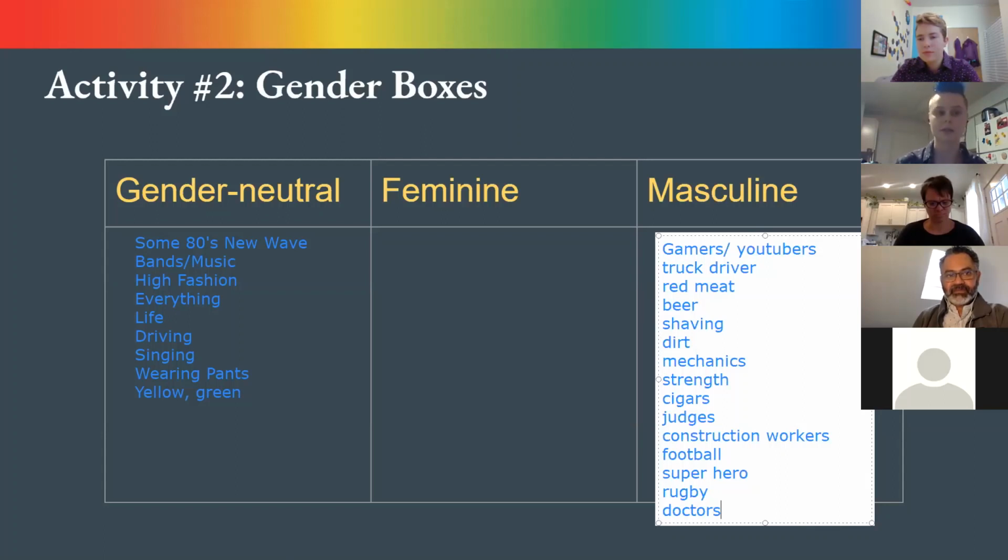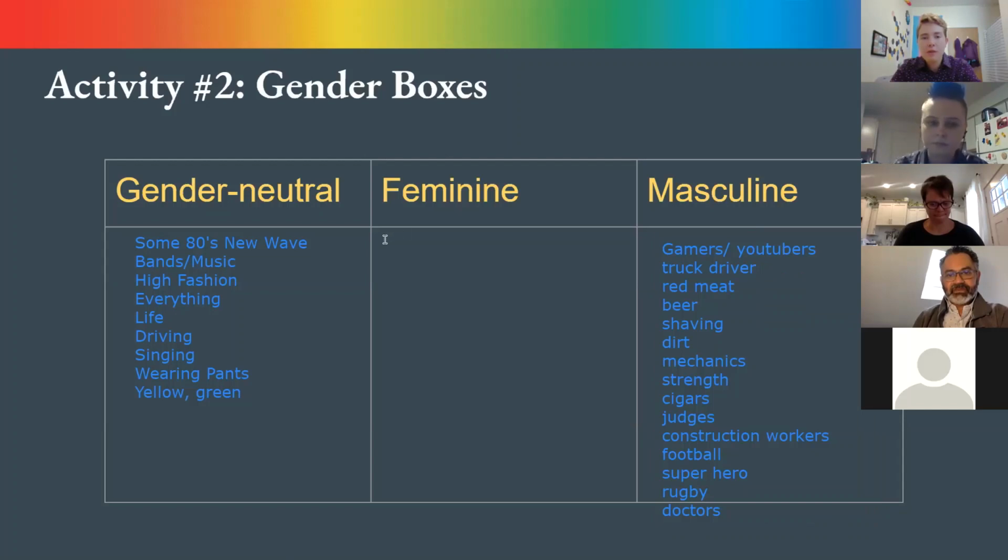But this plays into trans identity because you're taking a look at the people around you and you're gendering them based off certain things that they're doing or certain behaviors that they have. So that's really important to acknowledge. Okay, I think we're going to move on to feminine real quick.